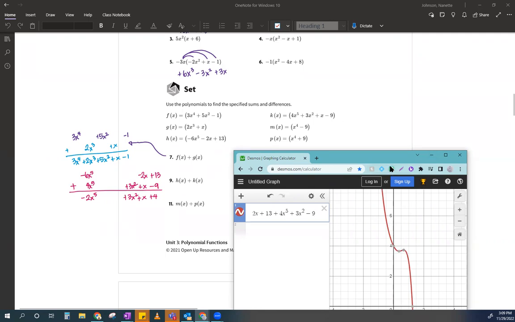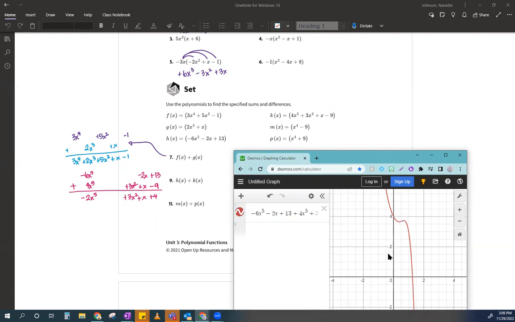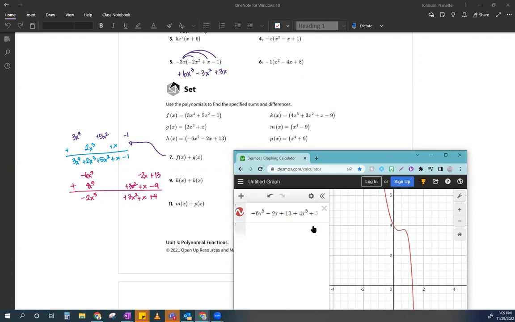And you're like, Ms. Johnson, that looks like a crazy looking function. Yes, it is a crazy looking function. You are right. That's not what I'm interested in. I'm interested in my answer being the same exact function. So I'm going to plug in negative 2x to the 5th plus 3x squared plus x plus 4. Did I plug it in wrong? Let's see.